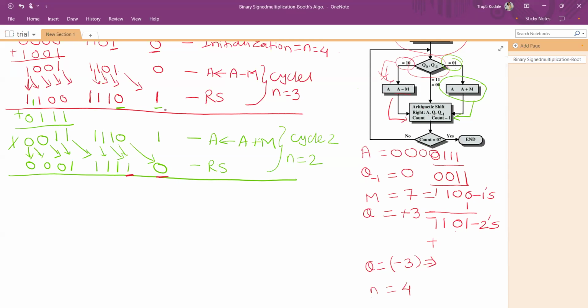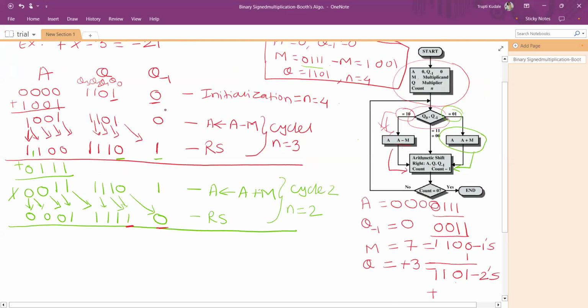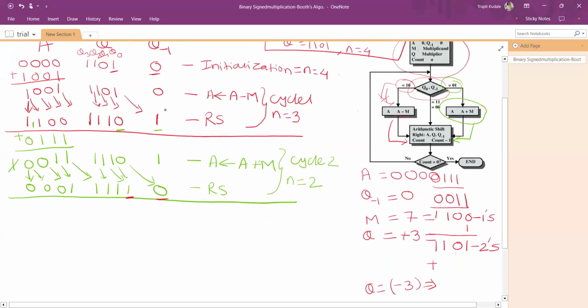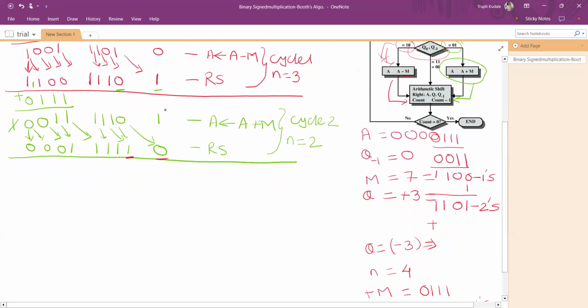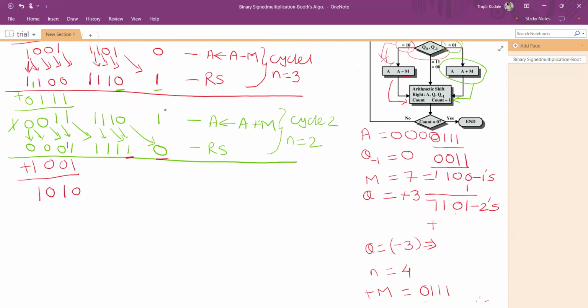Okay. To perform A minus M, I will add minus M into A. So what is my minus M? My minus M is 1001. Okay. So I will add 1001 into A. This will be 1 plus 1 is 0, carry 1, 1, 0, 1. Okay. And Q and Q minus 1 will be written as it is. So this is A minus M.